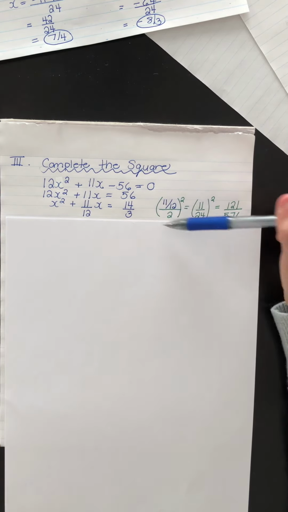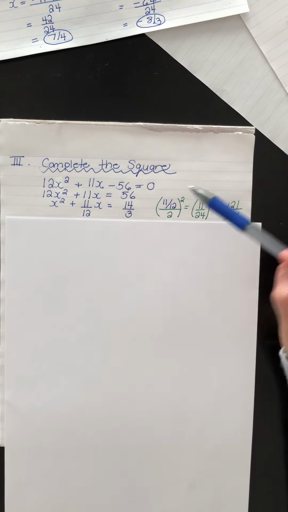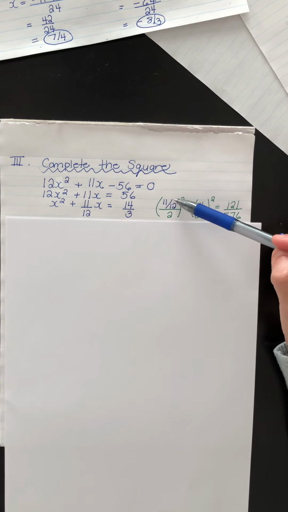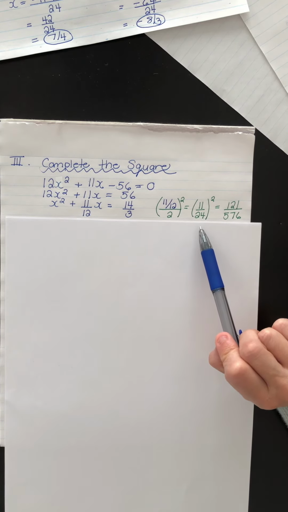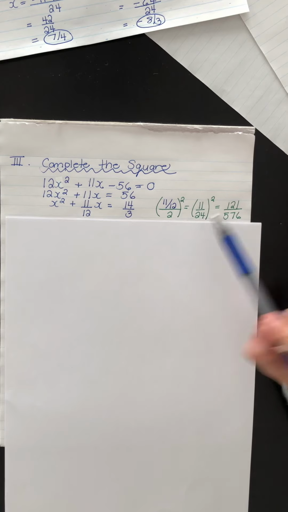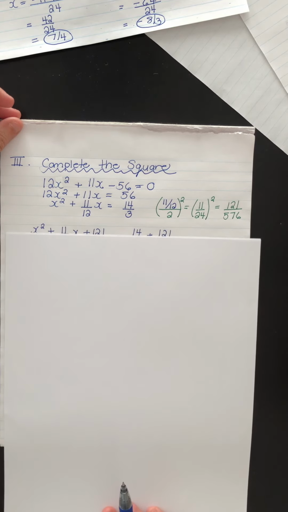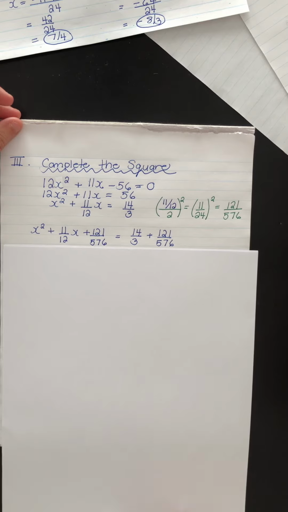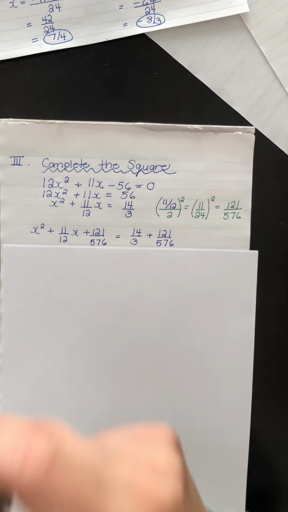Magic number calculation, here it is off to the side. The coefficient of x this time is positive. It's 11/12. After dividing it by 2, we'll get 11/24. Squaring the top, squaring the bottom, we get 121 over 576. We will add that number to the left and right sides, like this. You can work this number out with your calculator.